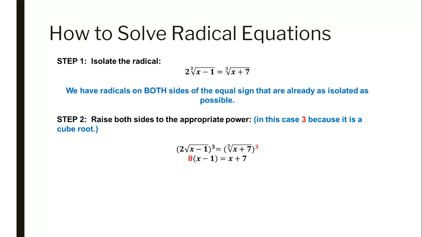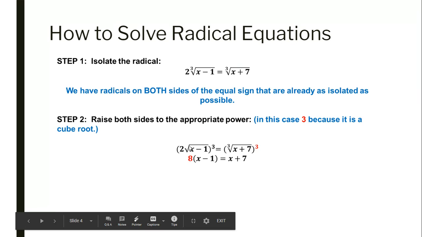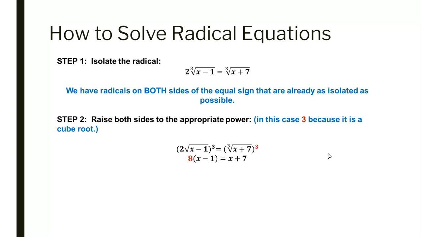So that brings me right to step 2, where I'm going to raise both sides to the appropriate power. And in that case, the appropriate power is 3 because this is a cube root. All right, I see that I have a typo right here. This should have a little 3 there. So make sure that you do that in your notes.